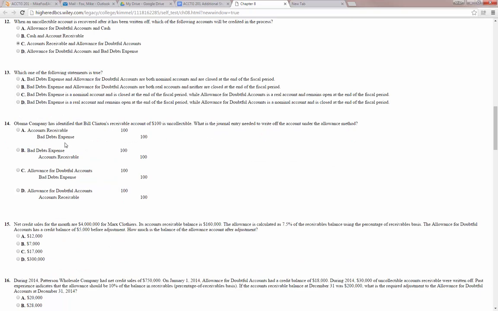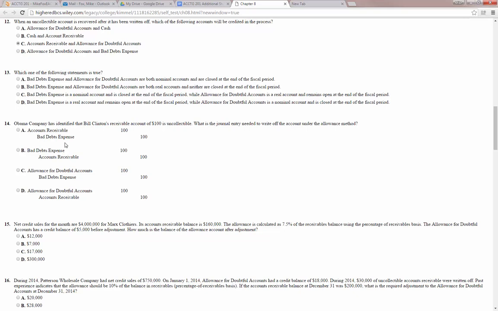Number 13, which of the following statements is true? A, bad debts expense and allowance for doubtful accounts are both nominal accounts and are closed at the end of the fiscal period. Not true, because the allowance for doubtful accounts is a permanent account that allows things to transfer over to the next period. B, bad debt expense and allowance for doubtful accounts are both real accounts. No, because the bad debt expense is a nominal account that we close out at the end of the period.